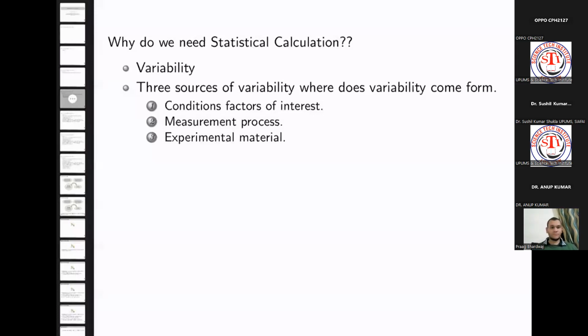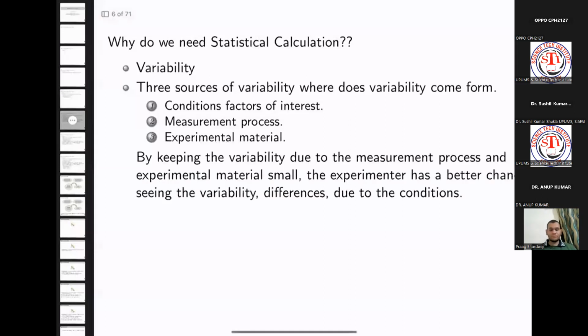Now, as a statistician or data analyst, when you analyze such data, you have to understand that there is variability in the blood pressure of the patient. Then you have to think about what factors are causing this variability. One factor is obviously that the patient has some disease, a conditional factor, but these two can also be factors because of which variability can be there. So when you collect data, you have to keep the variability due to the measurement process and experimental material small.